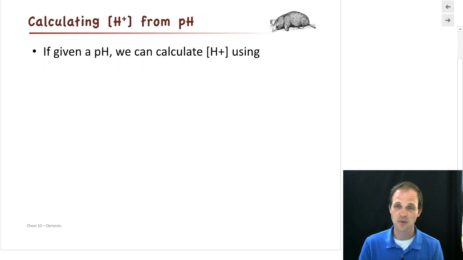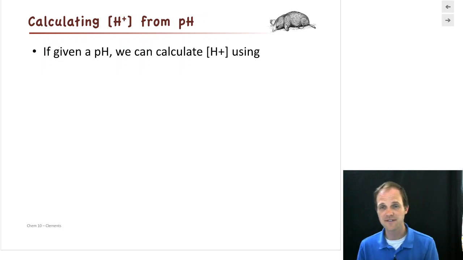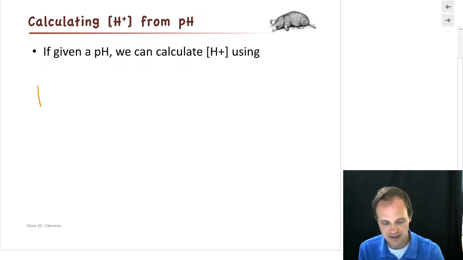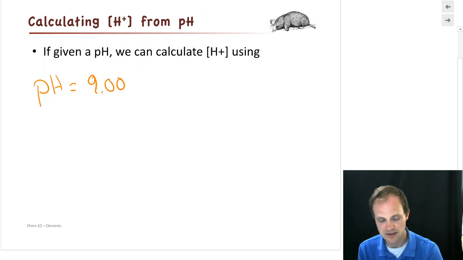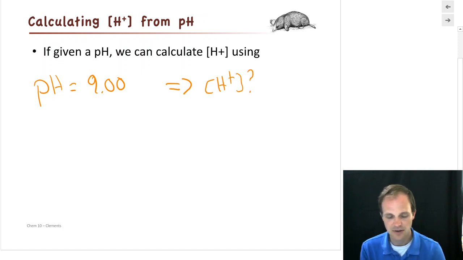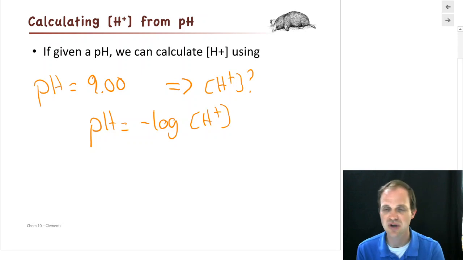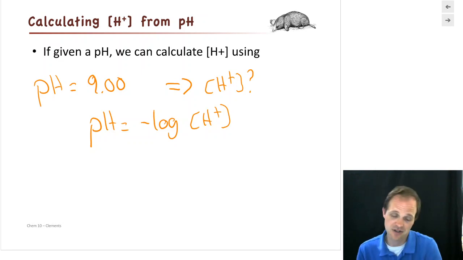What about the opposite? What if we're given a pH and we want to find my H plus or my OH minus concentration? So let's say the pH of a system is given as 9.00. How can we calculate my H plus concentration? Well, we start off with the definition of pH. It's the negative log of my H plus concentration. And I'm going to do the algebra that shows how to solve this. You don't need to know how to do this algebra. You just need to know the end product, but I'm going to show it to you anyway.